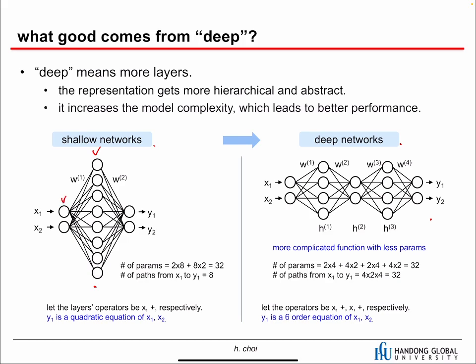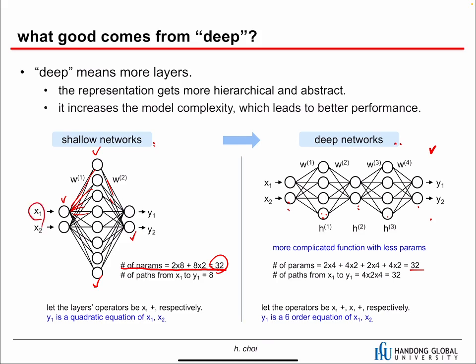So we have 2 nodes and 8 nodes and 2 nodes. So the number of parameters is 32. The number of parameters means the number of edges. And how about this one? So we have 2, 4, 2, 4, 2. So we have 32 parameters. So basically, we have the same number of parameters for both networks. So far, it looks like they have the same kind of model complexity.